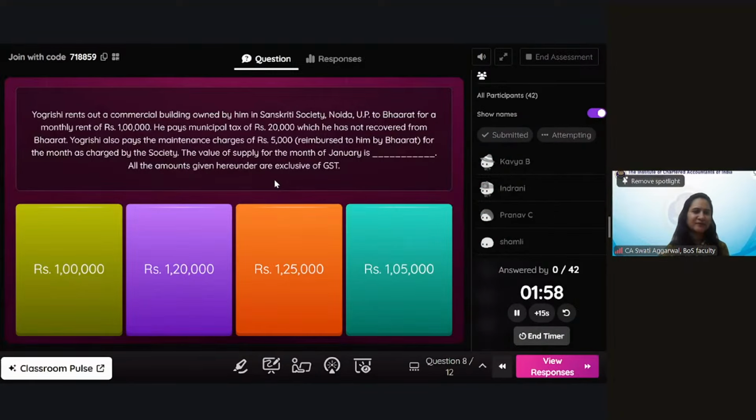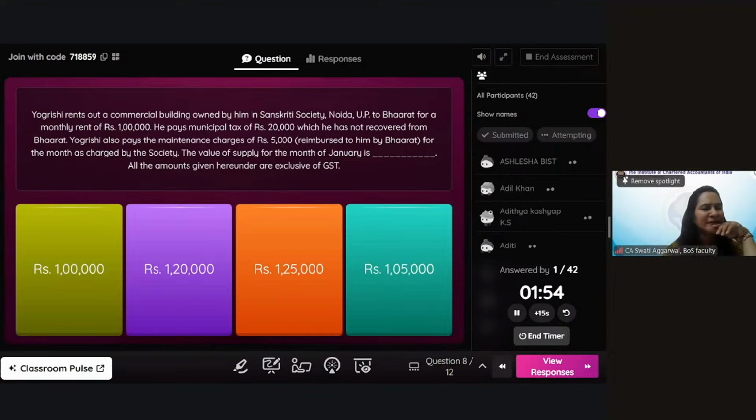Next question is there on your screen. Yog Rishi rents out a commercial building owned by him in Sanskriti Society, Noida, UP to Bharat for a monthly rent of 1 lakh. He pays municipal tax of 20,000, which he has not recovered from Bharat. Yog Rishi also pays the maintenance charges of 5,000, reimbursed to him by Bharat for the month as charged by the society. The value of supply for the month of January is dash.